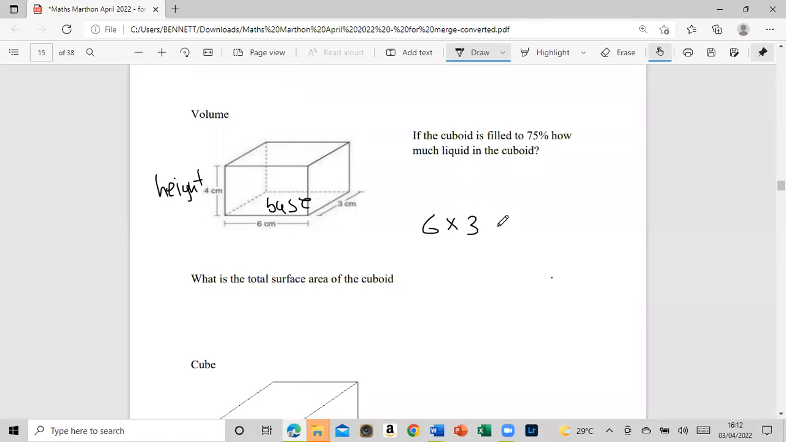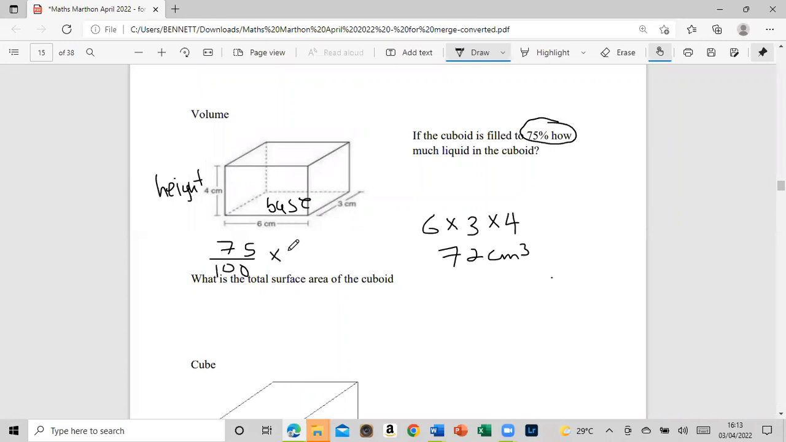And then times the height, which is 4. So 6 times 3 is 18. 18 times 4 is 72. But we're not finished here, right? It says it's 75%. Now what does percent mean? 75 over 100, so out of 100. So it's just 3/4 full. So all I have to do is find 3/4 of 72 and we're done.